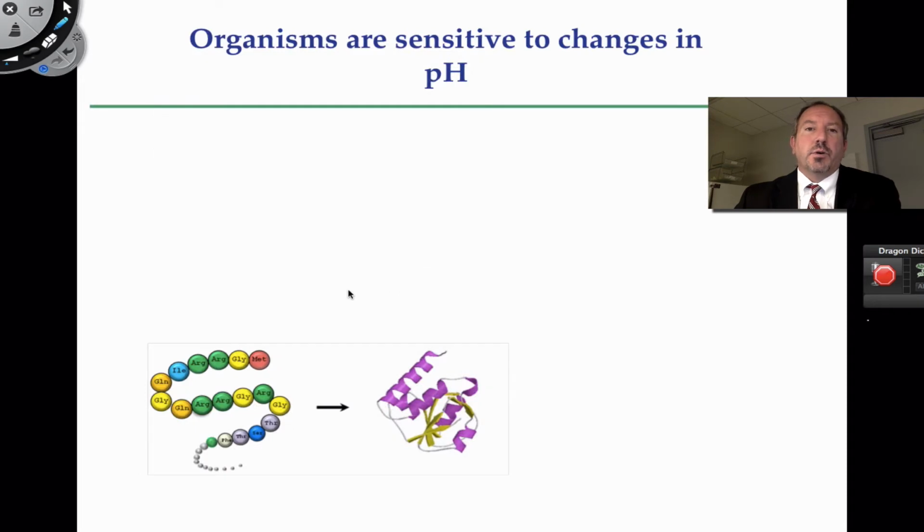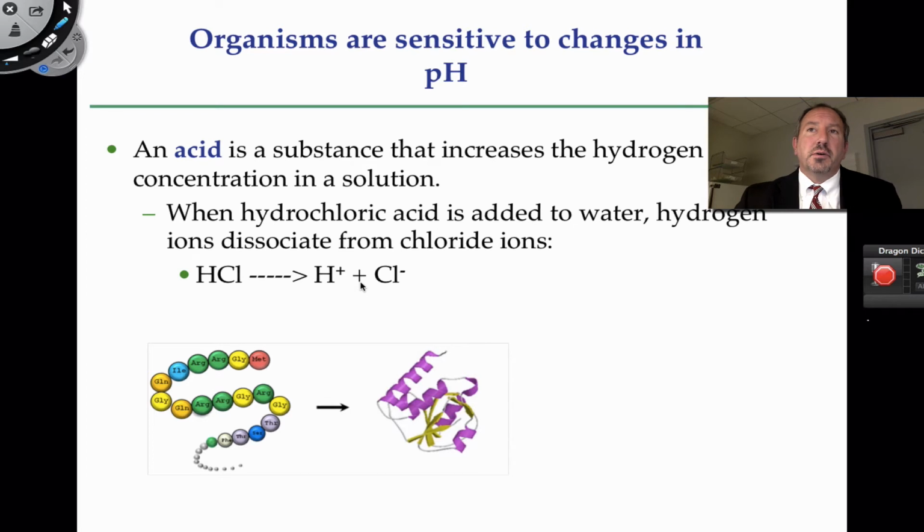And so organisms are sensitive to pH change. You have to go under the assumption that whatever the pH is in a particular place in the body, like the stomach, the mouth, or the intestine, those proteins, often enzymes, have evolved in that environment. And so any dramatic change to that would be harmful.